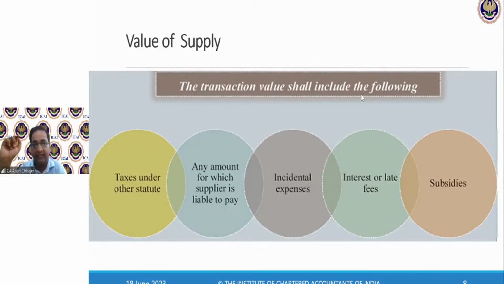एक बार वापस नाम याद करें, ये क्या है? Meaning the amount which we have discussed will include these also. We'll discuss one by one in detail, but let me discuss in the summary manner. What are the five things which have to be added in the value? Taxes, amount which the supplier is liable to pay, incidental expenditure, interest or late fees, and subsidy. These five things we are adding in the transaction value.